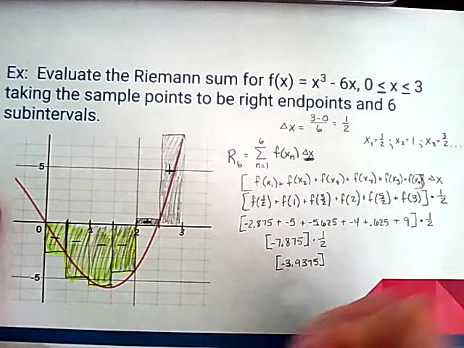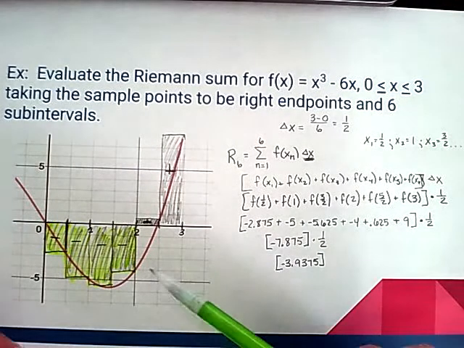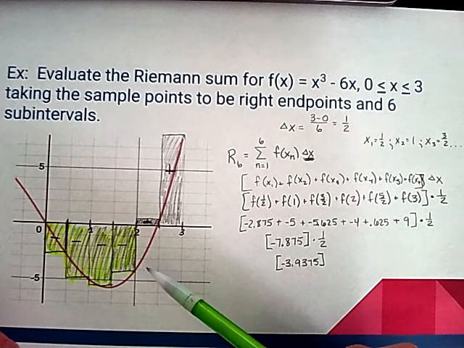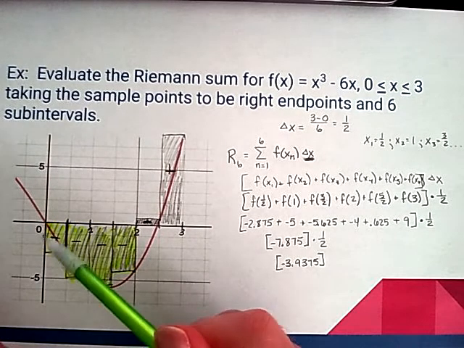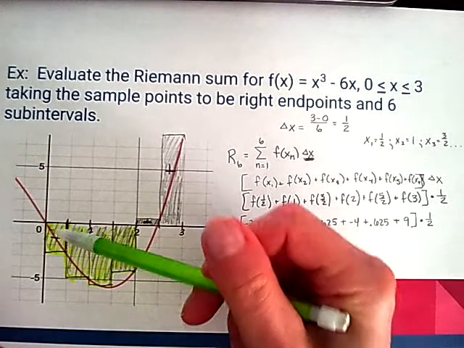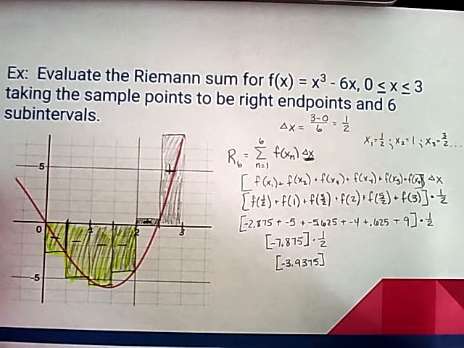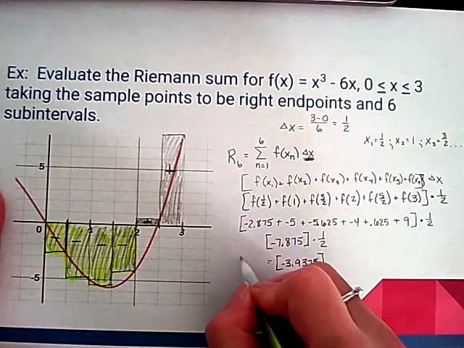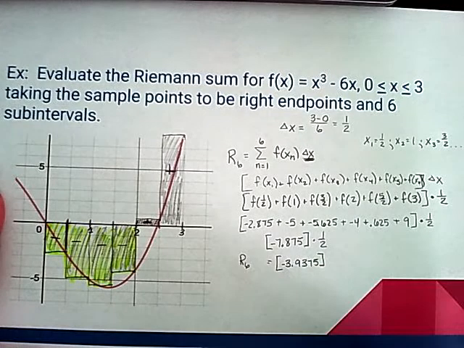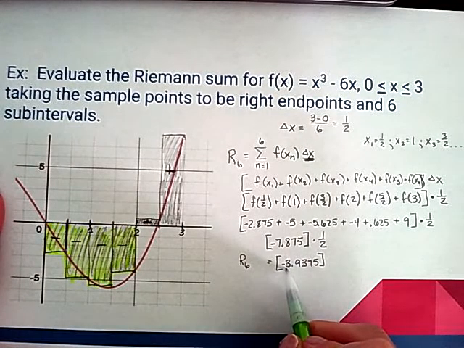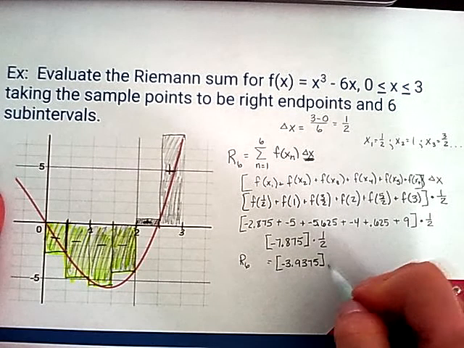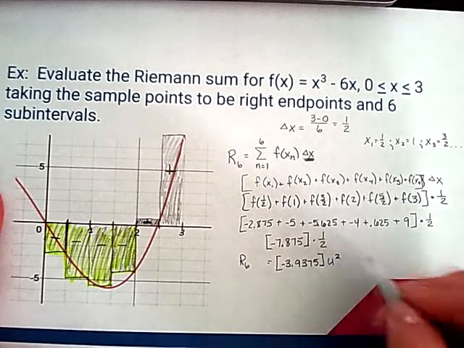In upcoming lessons, we're going to actually calculate what that true area is by integrating from 0 to 3, accounting for the fact that these negative values should turn out to be positive. For our Riemann sum, it calculates our net area, so it gives us a net area of negative 3.9375 square units.